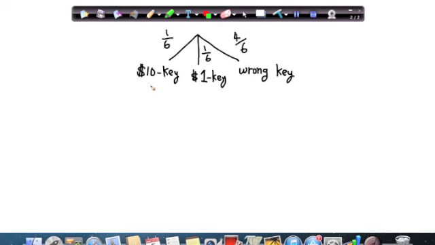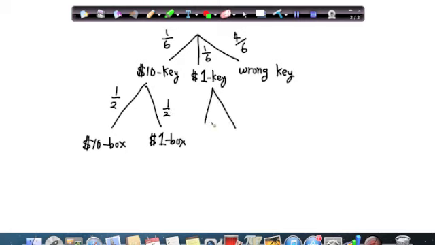In the next trial, we will choose one box out of the 2 boxes. So the probability of choosing the $10 box is half, and the probability of choosing the $1 box is also half. This is the same for the other outcomes. So it's half here, and it's also half.